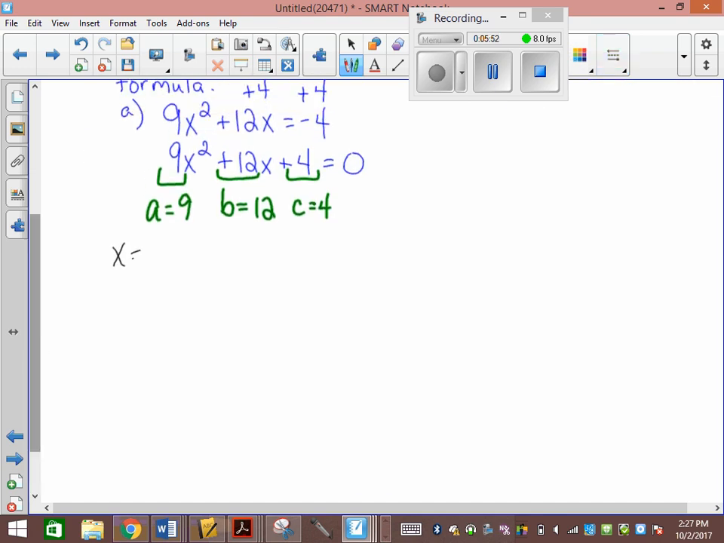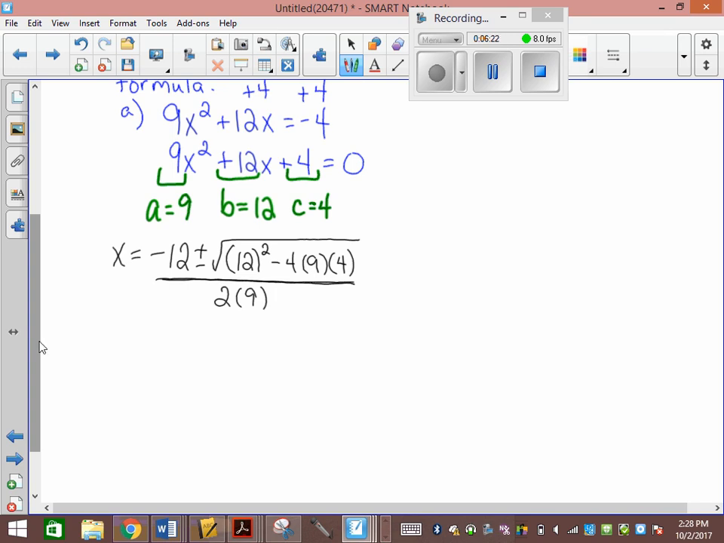So x equals negative, because the formula is negative b. What's b? 12. So if b was negative 12, it would actually become positive. So we're going to get negative 12 plus or minus the square root. We're going to explain this in a second. 12 squared minus 4 times a times c all over 2 times a. You have to remember that this whole thing has to be all over it.